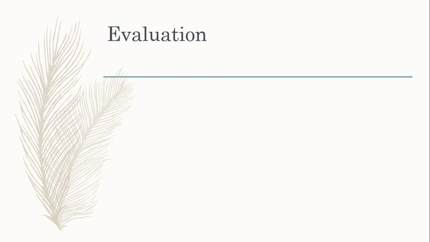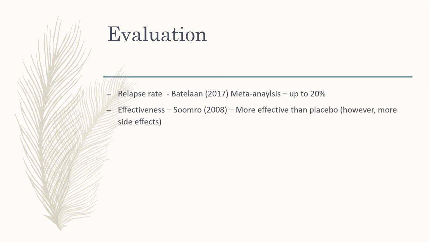As always, you know the evaluation is a REST. Relapse rate. So we've got Baitlin, 2017, who conducted a meta-analysis and found that there is up to a 20% relapse rate of people who take SSRIs who have OCD, and you can decide whether you think that's a strength or a weakness. It would be an excellent opportunity to include a however sentence. If you said it was a strength because it was a low relapse rate, then you could say, however, there is still a relapse rate, or you could say it's a weakness because there is a relapse rate, however, it is a fairly low relapse rate, or it's still not everybody relapses.